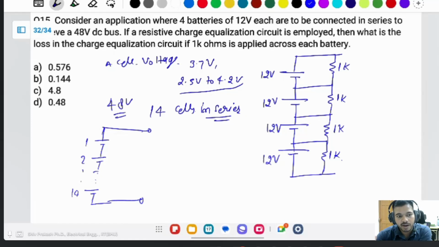Then there is a requirement of cell balancing. There are two types of cell balancing, active and passive. The same phenomenon is used in passive balancing, which means the cell with higher charge is discharged through a resistor. If any battery is more charged, then it will be discharged.